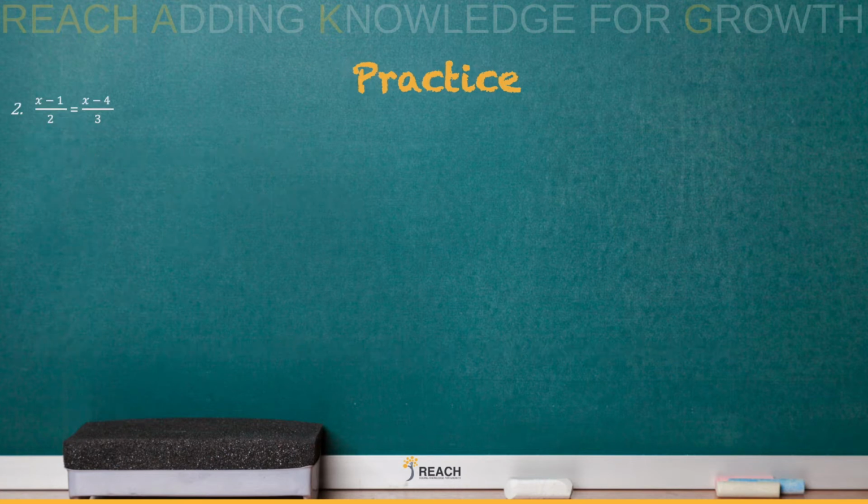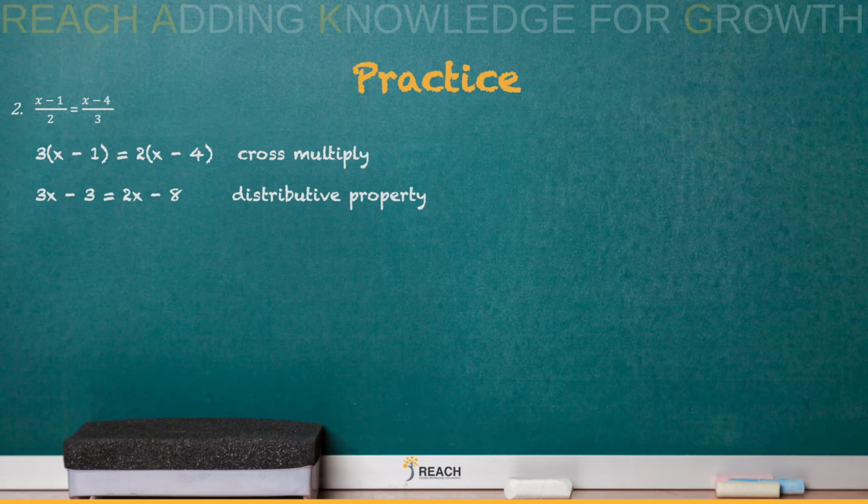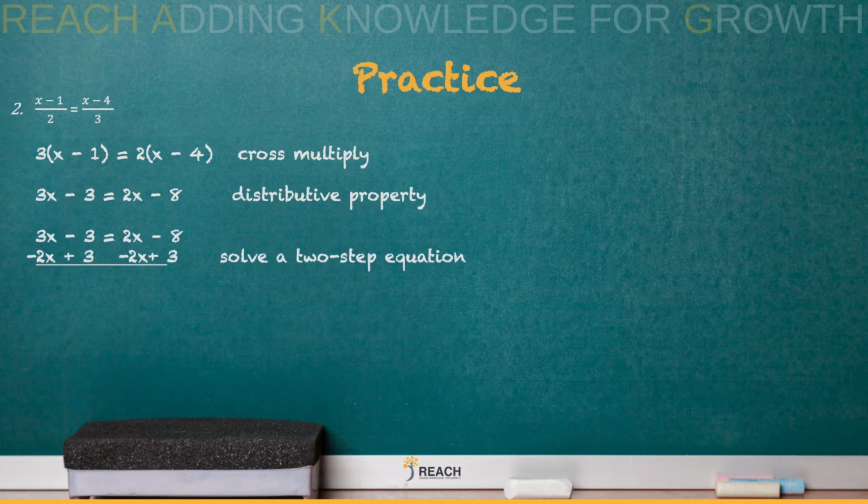Okay, this is case 1 because we got one fraction equals one fraction. We just cross multiply and then we do the distributive property, which gives us 3x minus 3 equals 2x minus 8, and we solve a two-step equation by doing the inverse operations, and you get x equals -5. Now we plug -5 back into the original problem to see if it works, and we get -3 equals -3. That is a true statement, so that works, and our final answer is x equals -5.